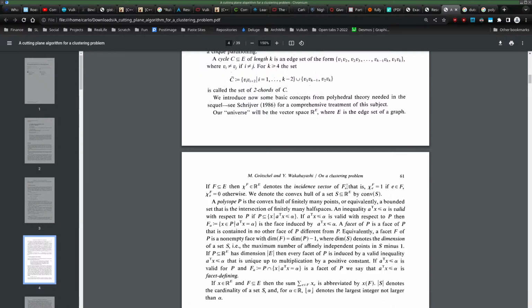To think about this, do we take the subset of all the edges? Then χ^F, what the hell is that? Maybe per definition then here. χ^F then denotes the incidence vector of F. That is, χ^F_e is 1 if e is an element of F, and χ^F_e is 0 otherwise. Oh, like that.